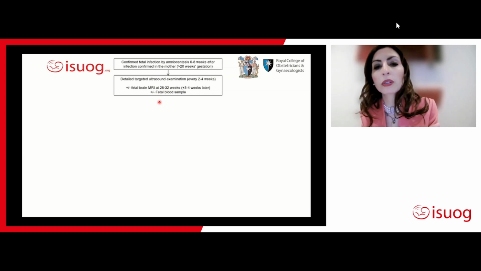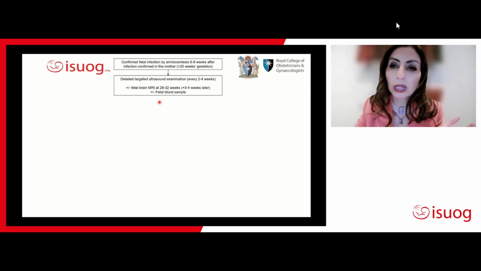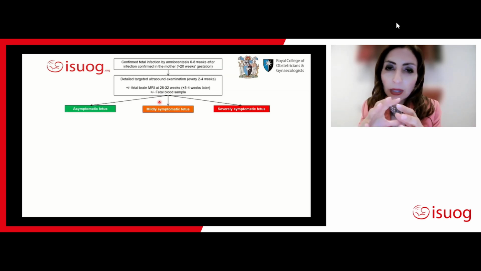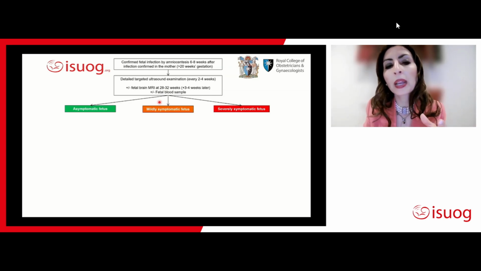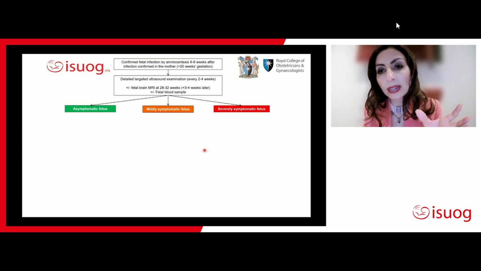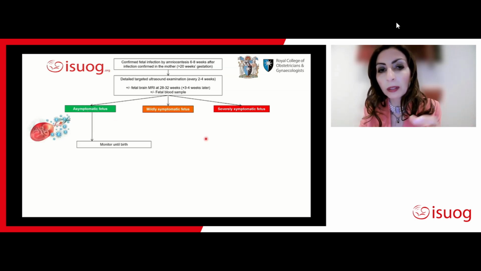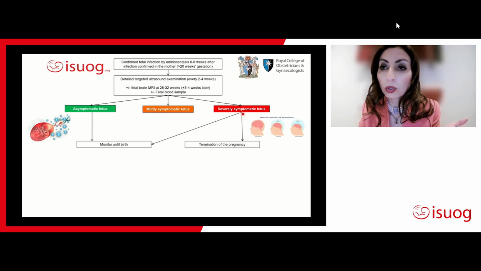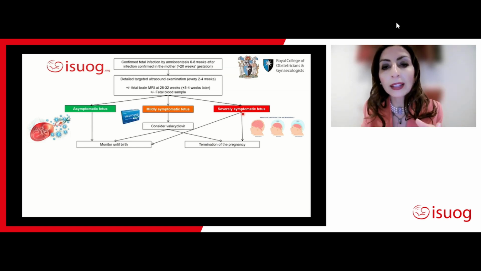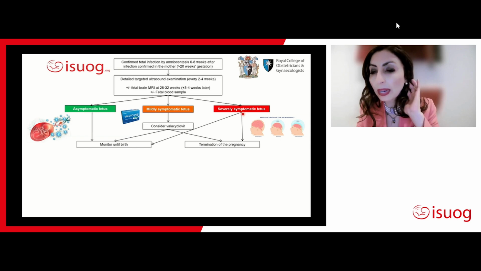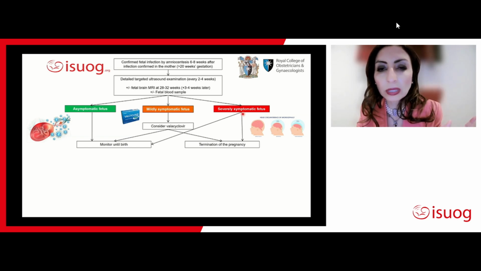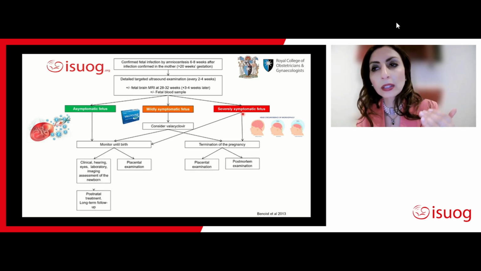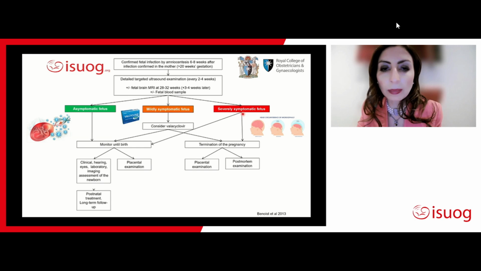You might want to consider a fetal blood sample if the prognosis is questionable, particularly in the orange group. And you group them into either the green, asymptomatic, where we monitor until birth and the baby gets tested at birth, or the red, severely symptomatic, where we could offer termination of the pregnancy or expectant management, or the group in the middle, mild to moderate. This is a group where, in my current practice, I would discuss the option of starting treatment with valacyclovir and monitor the pregnancy. And of course, don't forget to test at birth and send the placenta for examination.